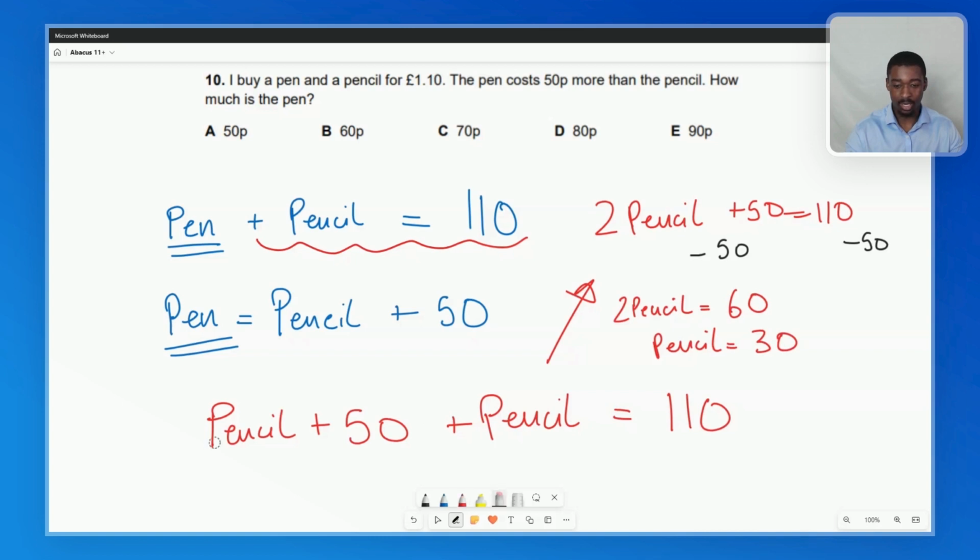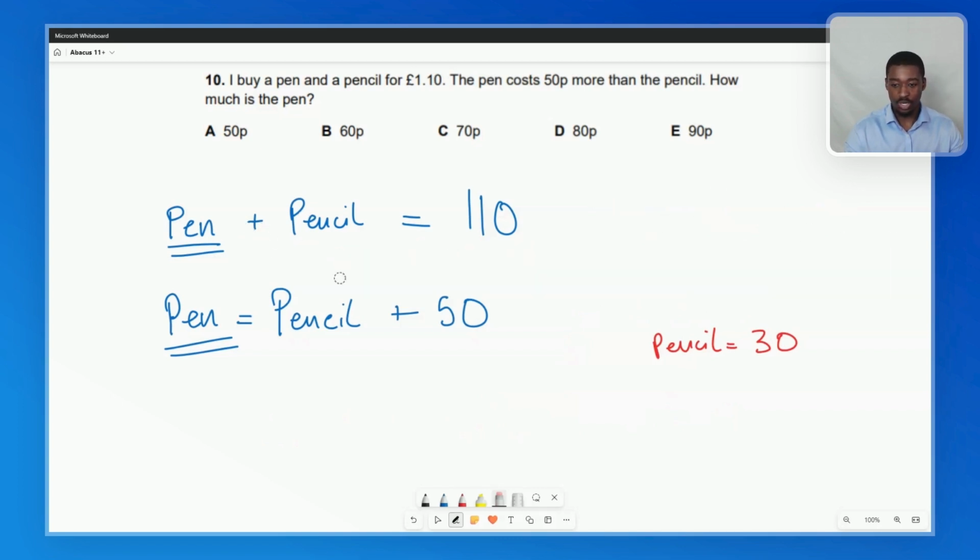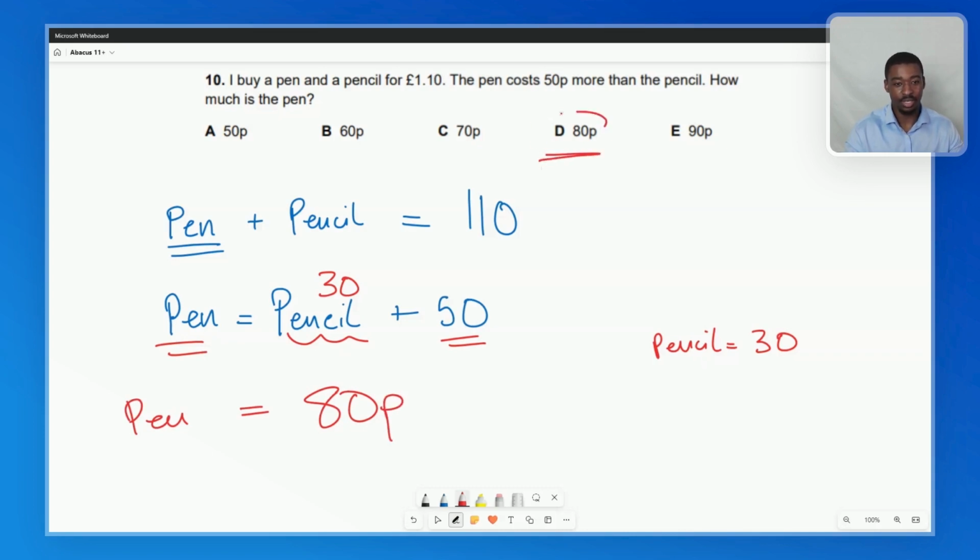Okay, let's clean up this board. We've got some really useful information there. Pencil is 30. This can help us because we know that the pen right here is pencil plus 50. So if pencil is 30, then pen is simply 30 plus 50. So pen has to be 80p, which is D. So D is our answer.